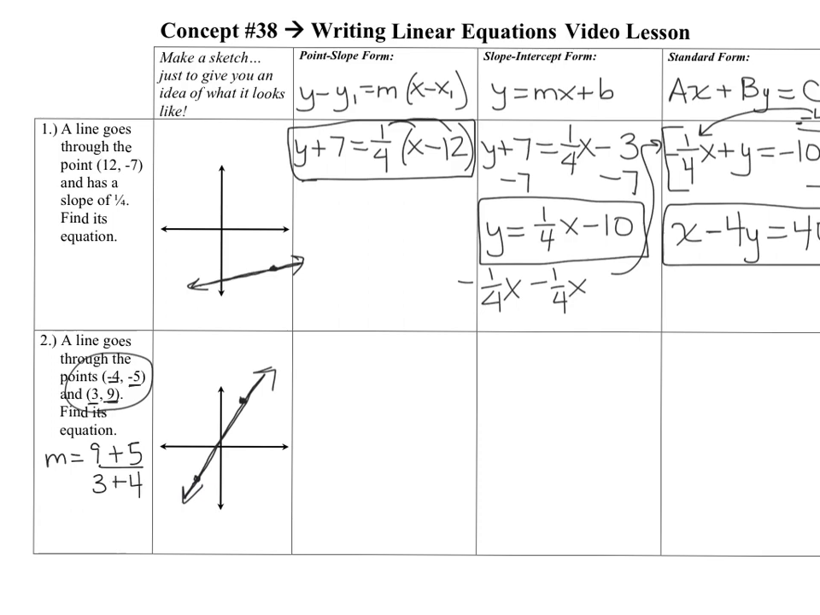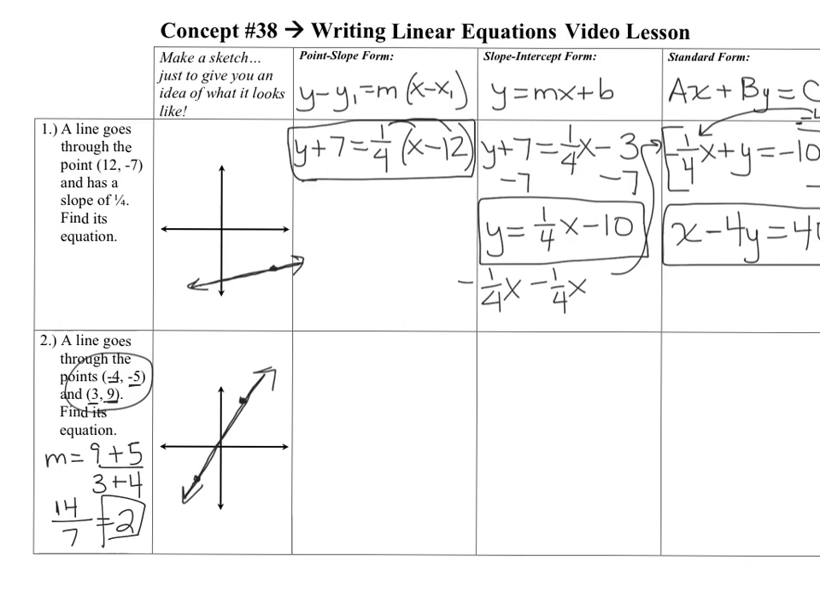So on the top, I'm going to get 9 plus 5, which is 14, and 3 plus 4, which is 7. So 14 over 7 is 2. So there you go. You now have that your slope is 2. So now I can go over here and I can write it in point slope form.